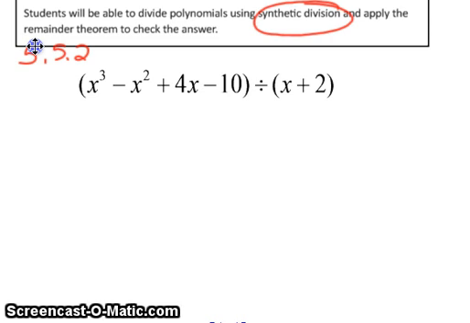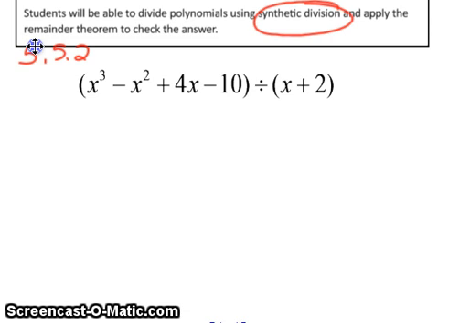All right. So we have learned how to add, subtract, and multiply polynomials recently. Today we are learning how to divide polynomials, and we're using the synthetic division method. So here's how this goes.